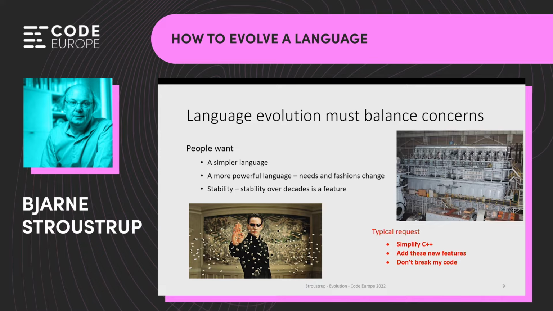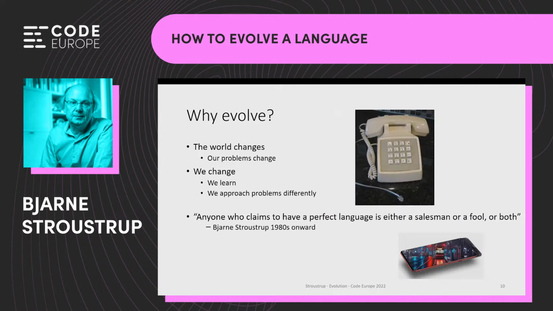So typically I get this kind of request, at least twice a month. One, simplify C++. We want it simpler. Two, while you're at it, I really, really need these two extra features. They are important. And whatever you do, don't break my code. I have 1 million lines of it, and I can't afford to rewrite it. So here we have, well, a trilemma, if there is such a word.